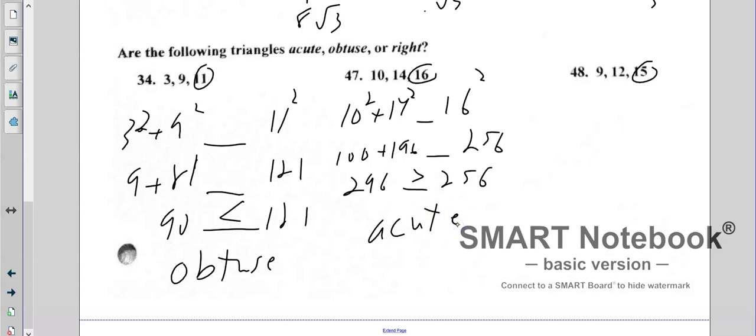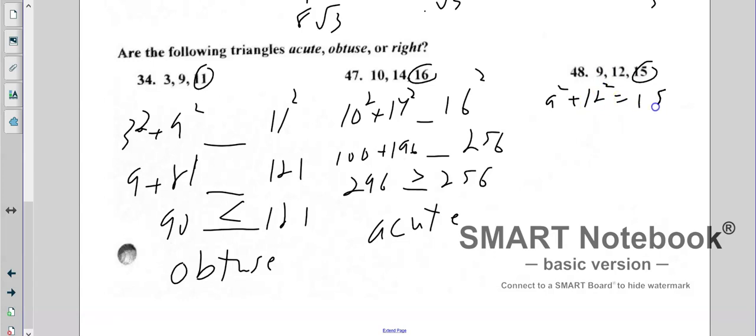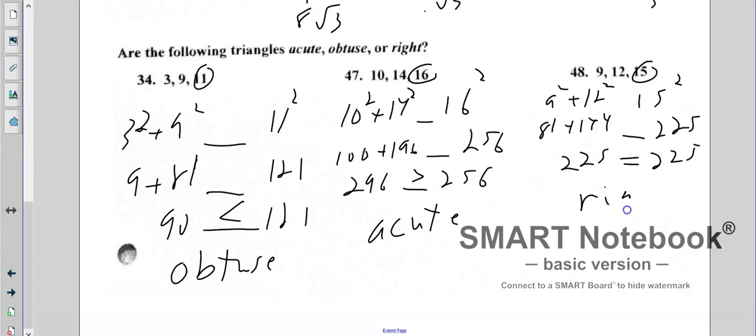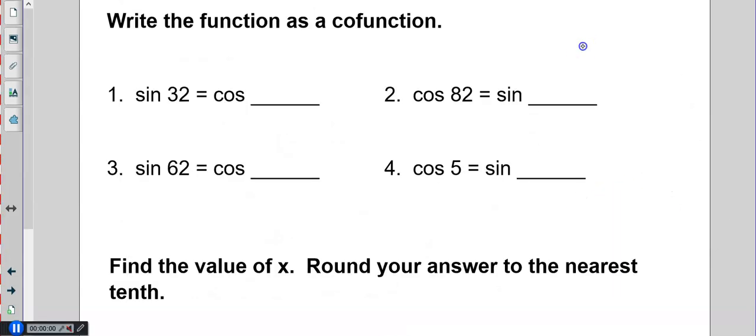Gee, I wonder what this one's going to be. 9 squared plus 12 squared equals 15 squared. 81 plus 144, I did not mean to put equals, it's habit, sorry. 225. This ends up being 225, 225, but this one ends up being equal, so that's a right triangle.